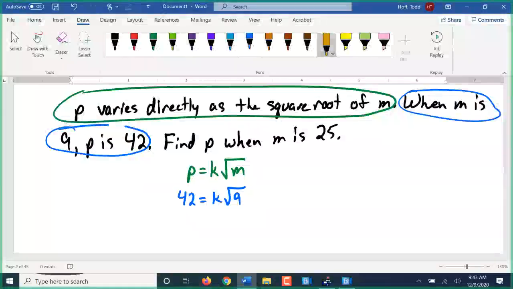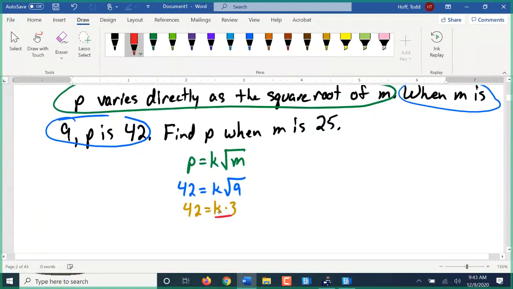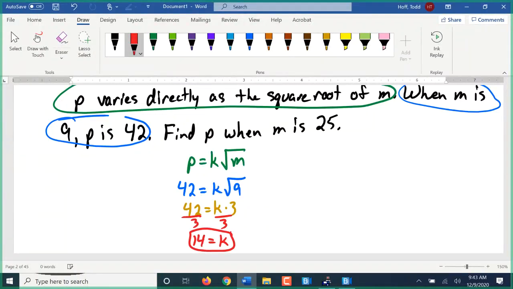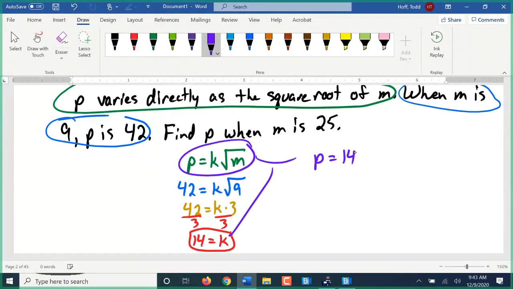There's a little bit more work to do this time. We have to do the square root of 9, which is 3. So 42 equals K times 3. And then we can divide to find K. We divide by 3 to get 14 equals K. So that tells us that this relationship here is really P equals 14 times the square root of M.